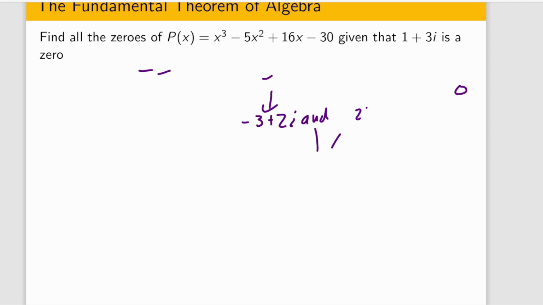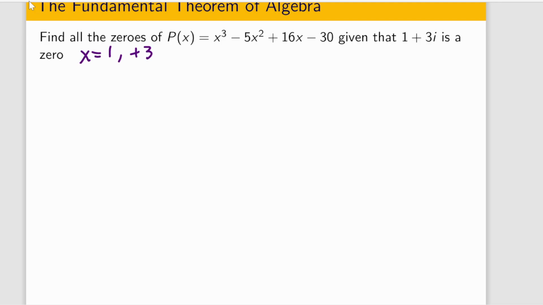So this is a very, very similar problem, but this time they gave you 1 plus 3i as the zero. So first of all, you want to list both of your complex zeros, because if 1 plus 3i is a zero, what else has to be a zero? 1 minus 3i.